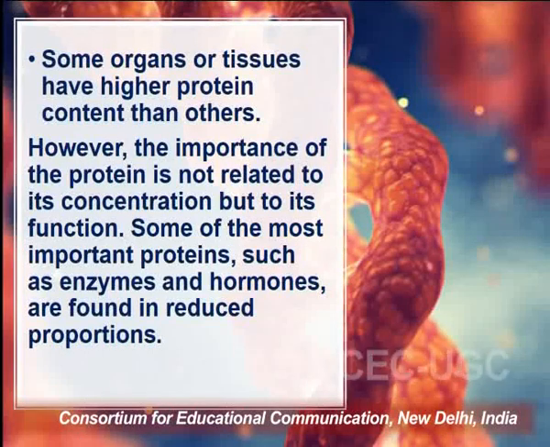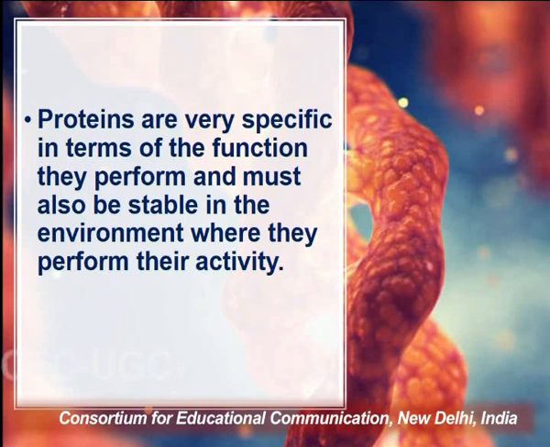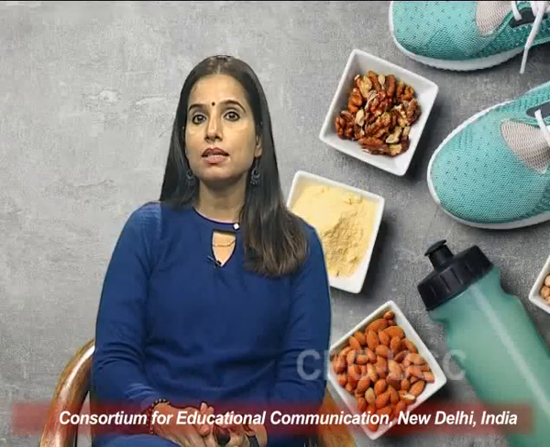Some organs or tissues have higher protein content than others. However, the importance of the protein is not related to its concentration but to its function. Some of the most important proteins such as the enzymes and hormones are found in reduced proportions. Proteins are very specific in terms of the function they perform and must also be stable in the environment where they perform their activities. So, now we can see the classes of protein.